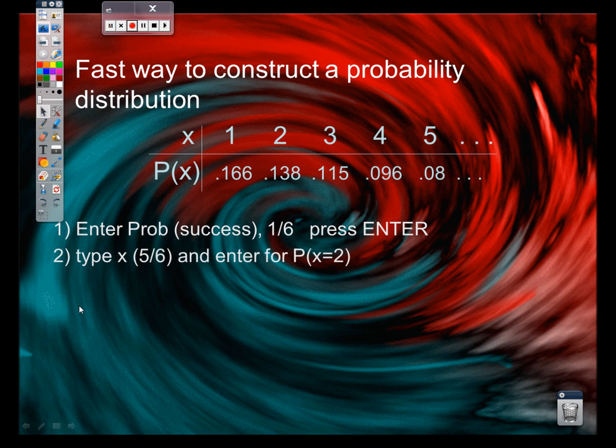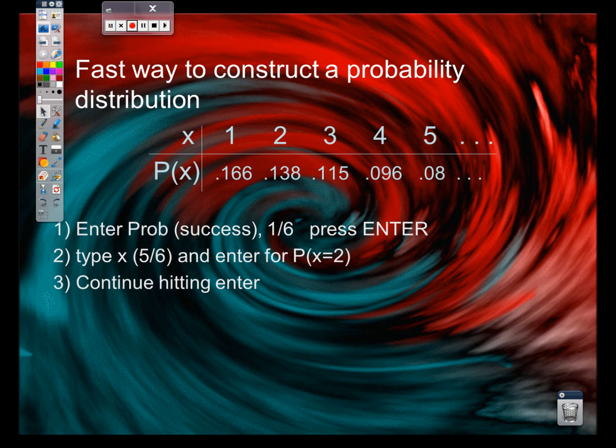Then type in the probability of failure, in this case 5/6. If I hit enter here, this will give me the probability my first success occurs on the second trial, 0.138. If I hit enter again, that would give me the probability of success on the third trial, 0.115. And then I could just simply continue hitting enter for each x value.